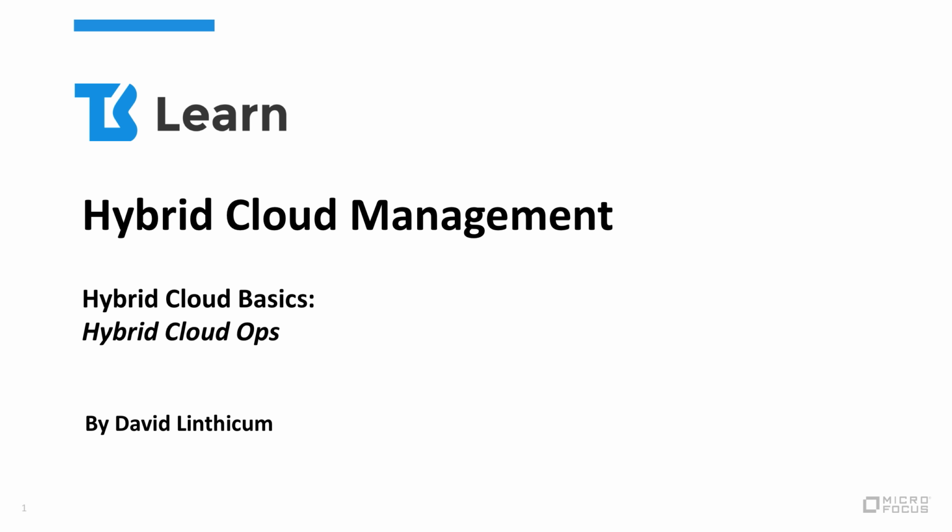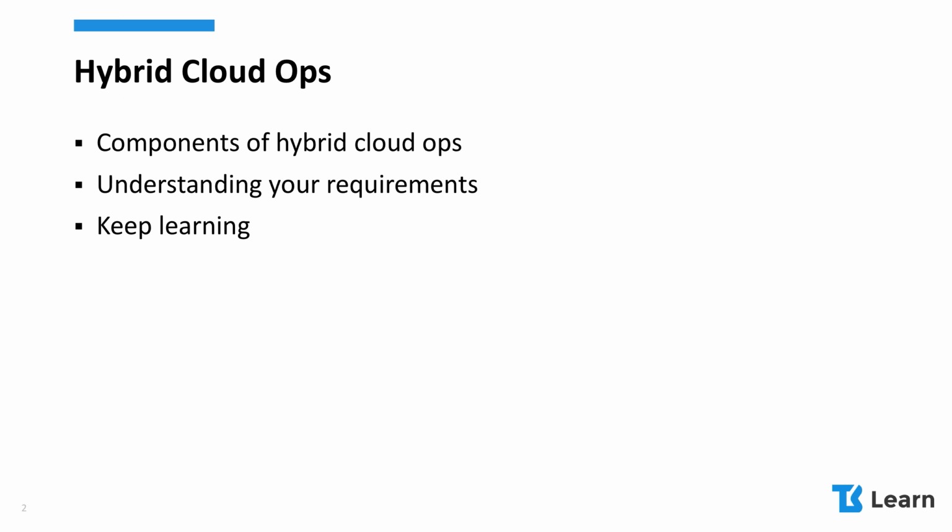Okay, we talked about how to plan a hybrid cloud, how to build a hybrid cloud. Now let's talk about how we operate a hybrid cloud. So three key components here, including components of a hybrid cloud ops, understanding your own requirements, and of course, keep learning. Let's talk about components.